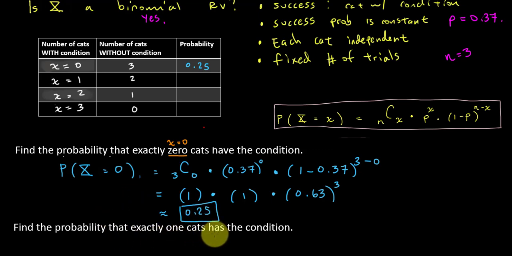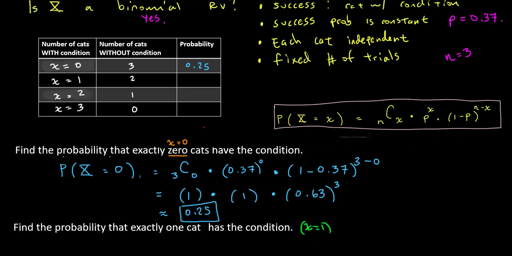Moving right along, let's find the probability that exactly 1 cat has the condition. Notice the answer here is not 0.37. That is not the answer. 0.37 is the chance that 1 cat out of a group of 1 has the condition. This is a question about any 1 cat in the group of 3 with the condition. So let's backspace. The number of successes here is x equals 1.